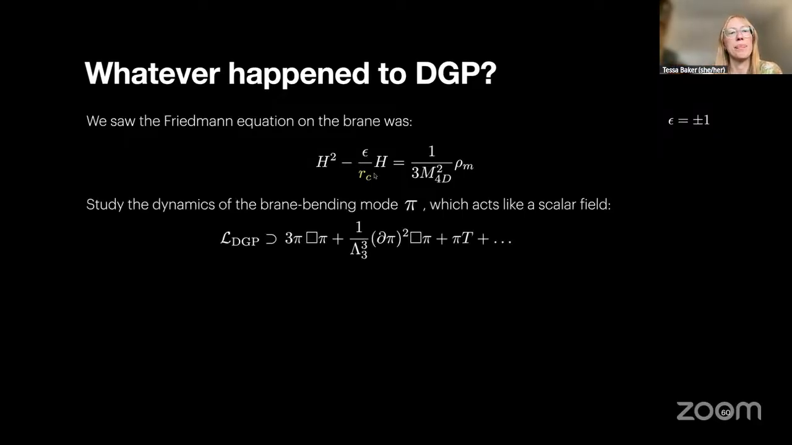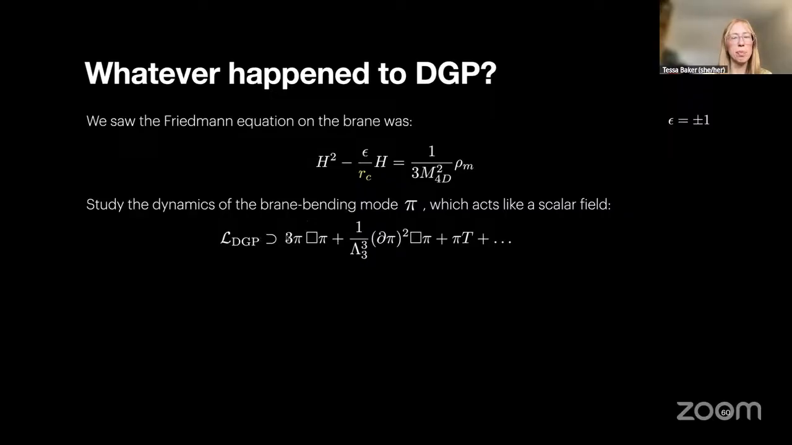Where DGP kind of fell apart was when people really studied the dynamics of perturbations in this theory. So what you need to study in DGP is the dynamics of the brane bending mode, right? The flexion of that four-dimensional brane. And that gives you a degree of freedom we call pi that ends up acting like a scalar field. And that's why yesterday someone asked, why did I have DGP gravity in my table of Horndeski theories? It's because it ends up looking like a scalar field model.